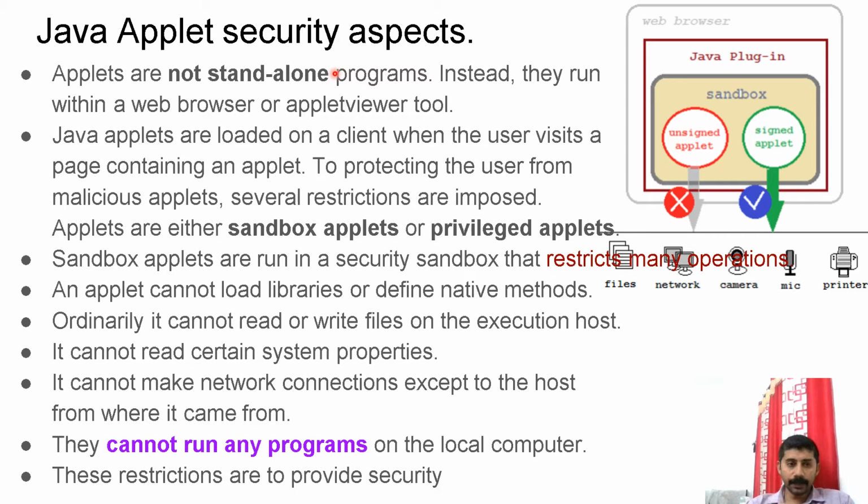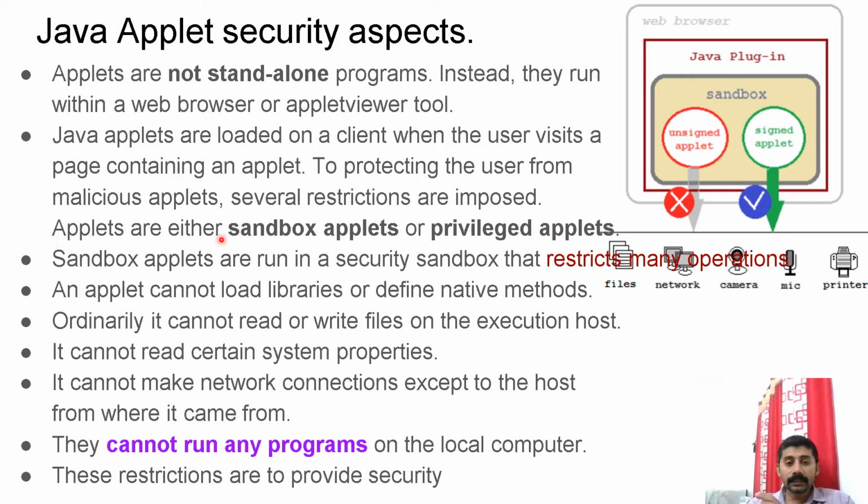Java applet security aspects. Applets are not standalone programs. We said it already. You need either an applet viewer or a Java enabled web browser. Instead, they run within a web browser or an applet viewer tool. Java applets are loaded on client when the user visits a page containing an applet. To protect the user from malicious applets, several restrictions are imposed. You don't know what kind of applet it is and whether there is any malicious intention behind that applet. That is not known to the user who is visiting that web page. So there should be some measures to protect that user from the dangerous applets.